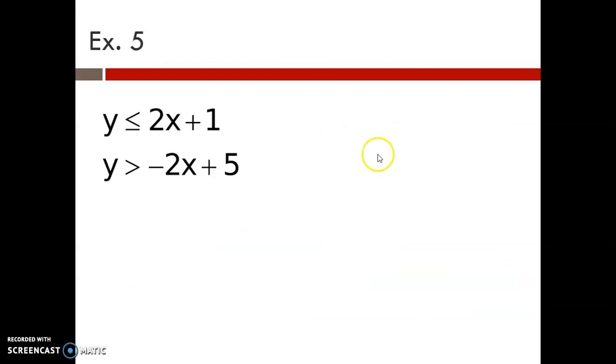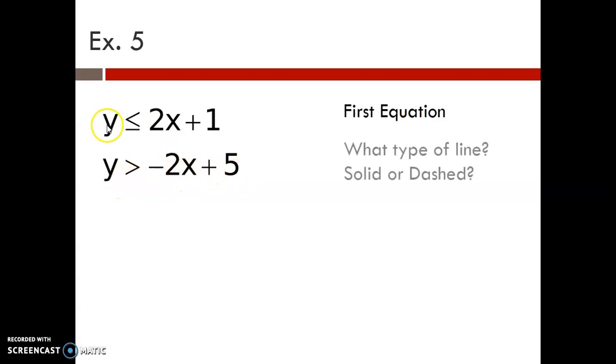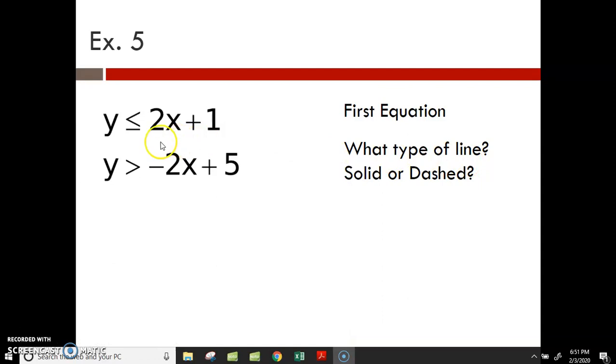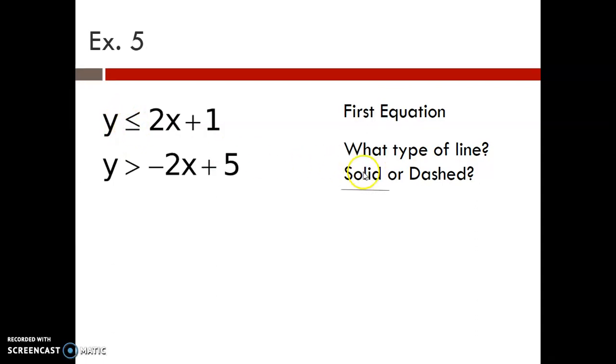Let's get started. So we have y is less than or equal to 2x plus 1, and we have y is greater than negative 2x plus 5. In the first inequality, y is less than or equal to 2x plus 1, the first question we're going to ask is: is it a solid or a dashed line? By looking at the less than or equal to sign, we know that this is going to produce a solid line. And since we're in slope-intercept form, we also know that the less than symbol means that we're going to shade below our line.